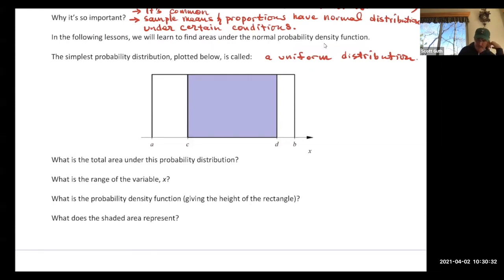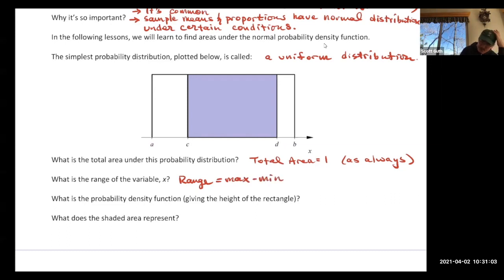It says, what's the total area under this probability distribution? It's 1. The total area is 1, as always. Because the total probability has to be 1. What's the range of the variable x? Well, range is max minus min, if you want to remember that. So the way I've got it here is the max is b in the picture, and the min is a. So that's the range.